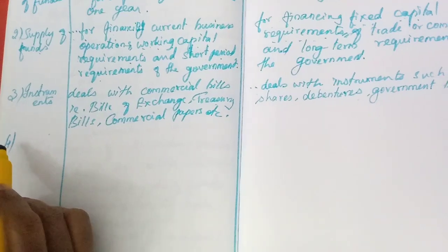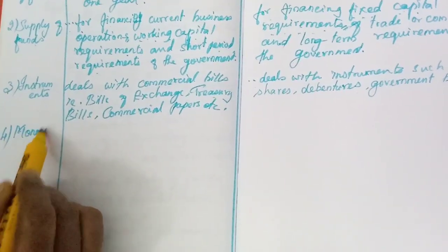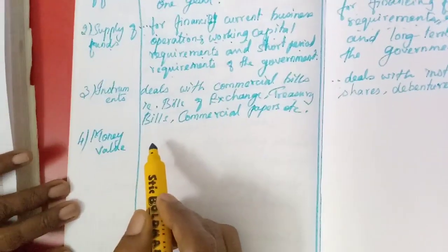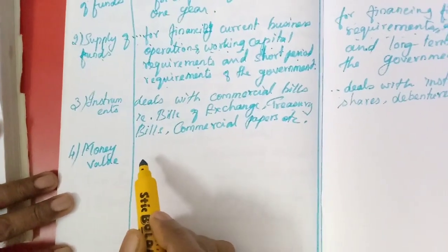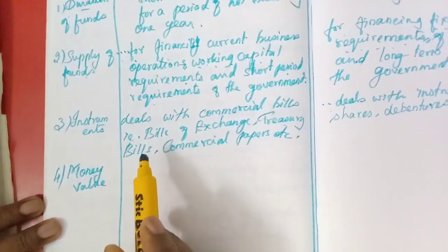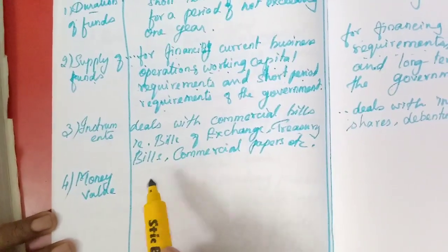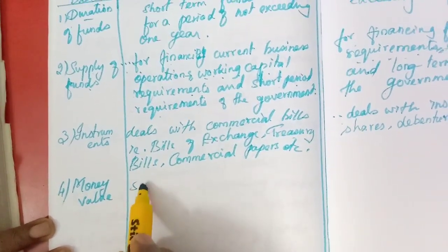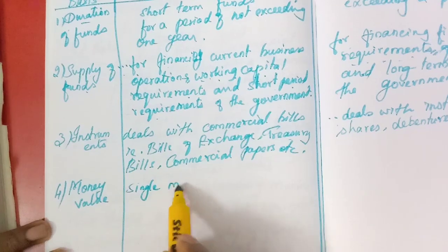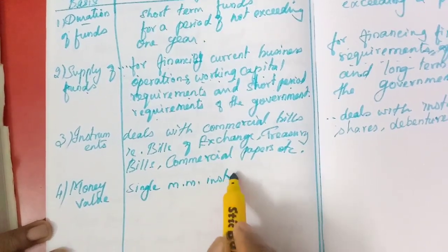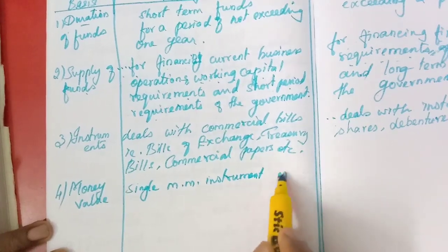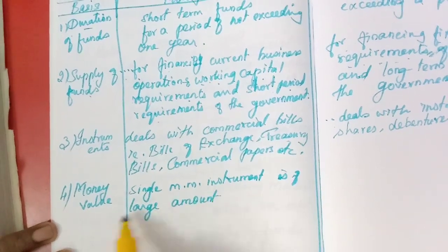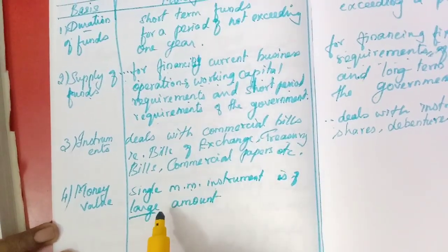Again, the fourth one is money value. Value of money market, single units value. What is the value of money? Money value of the securities that they deal in money market. Each single money market instrument is of large amount.